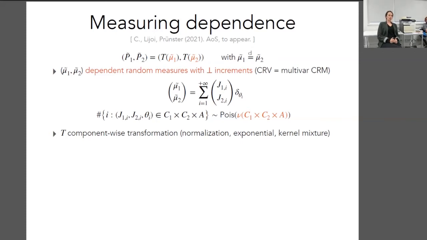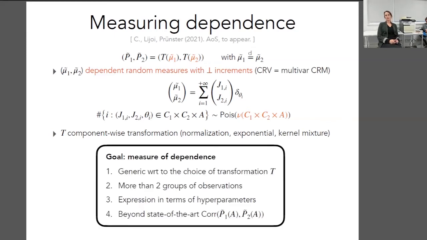Then, once all the dependence is introduced at the level of this underlying completely random vector, one applies a component-wise transformation T, such as the ones that we saw before, so as to obtain a vector of dependent random probabilities. And so basically we wanted to find a measure of dependence for this class of models, and we wanted it to satisfy a certain number of properties. So first of all, since all the dependence is introduced at the level of the random measures, we wanted to find a measure that was valid irrespective of the choice of transformation T.